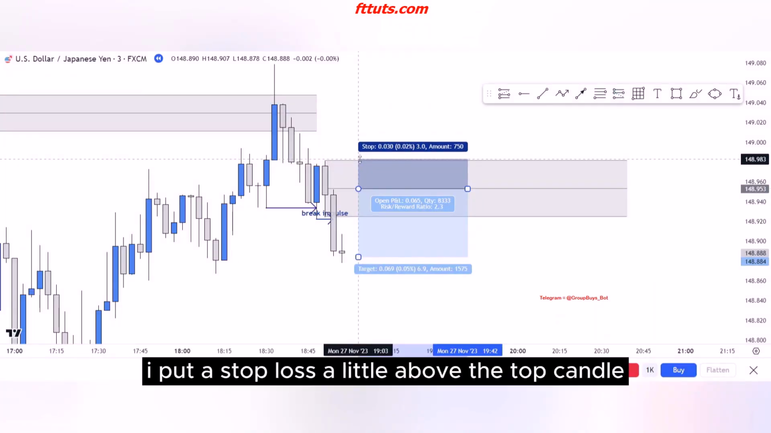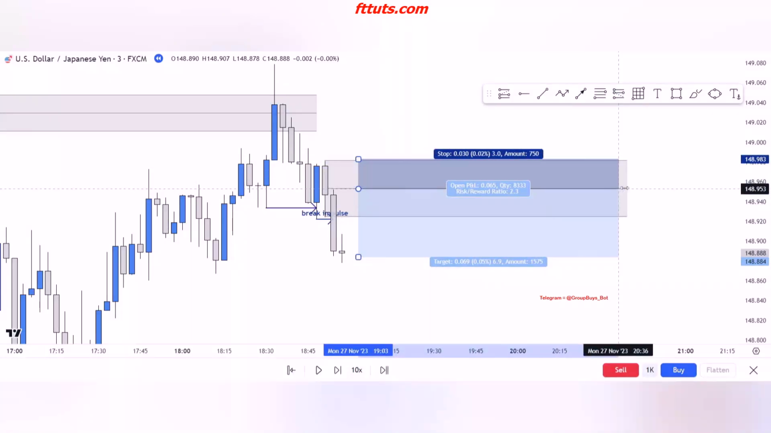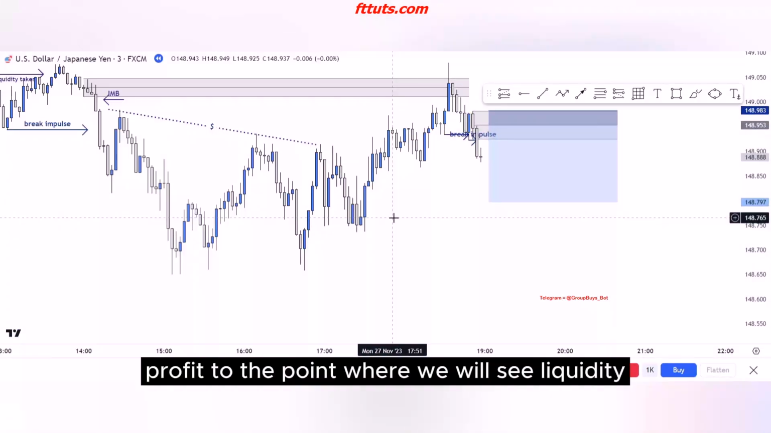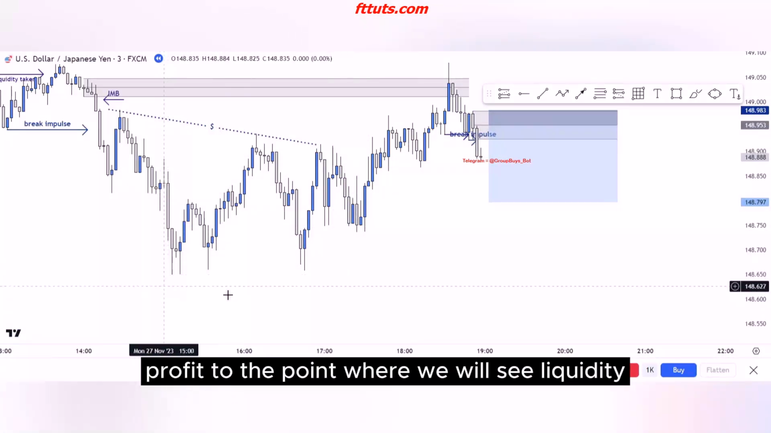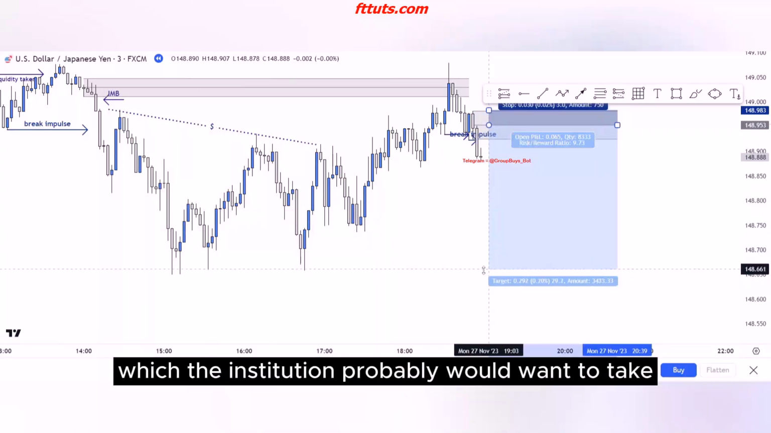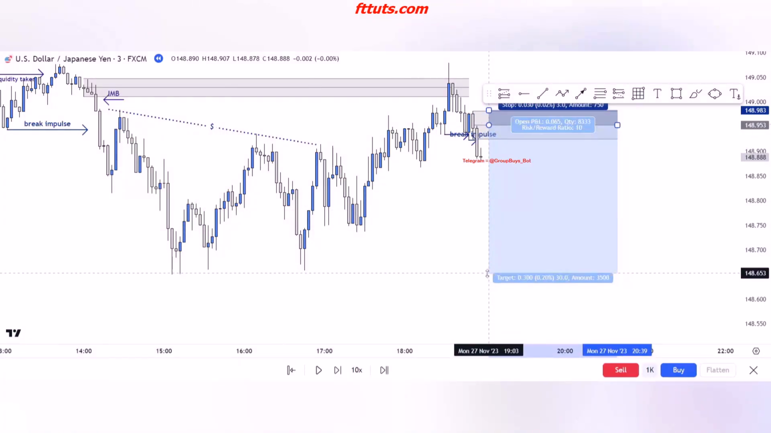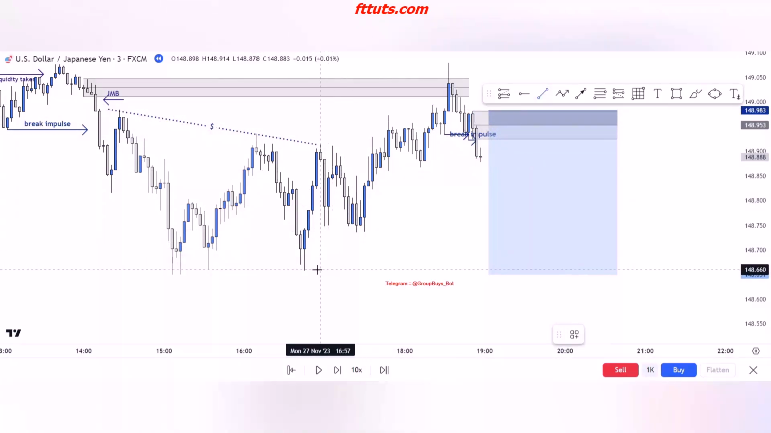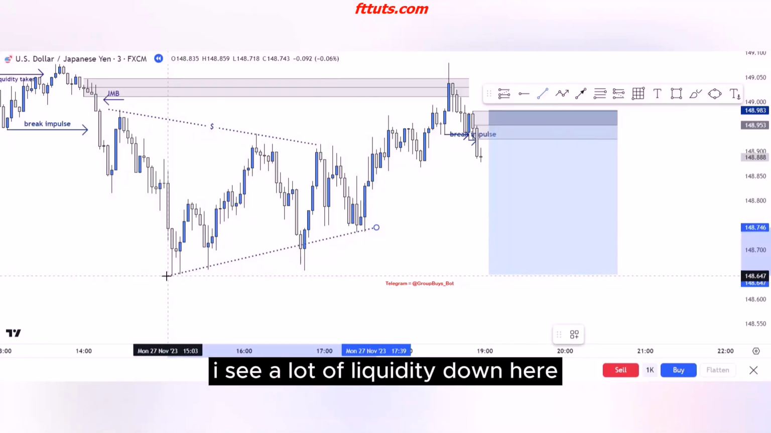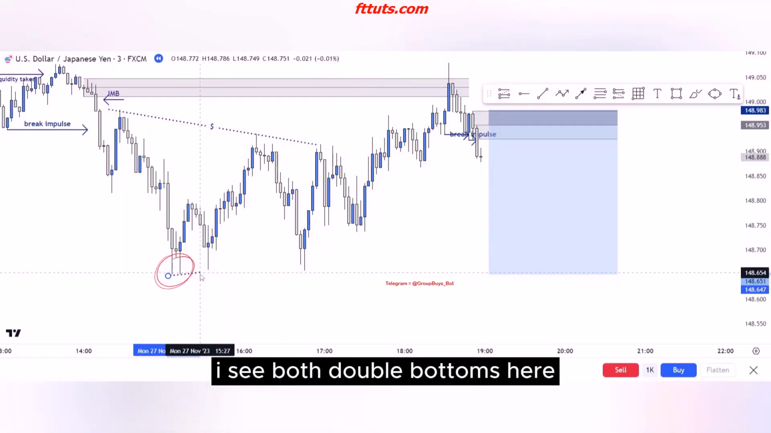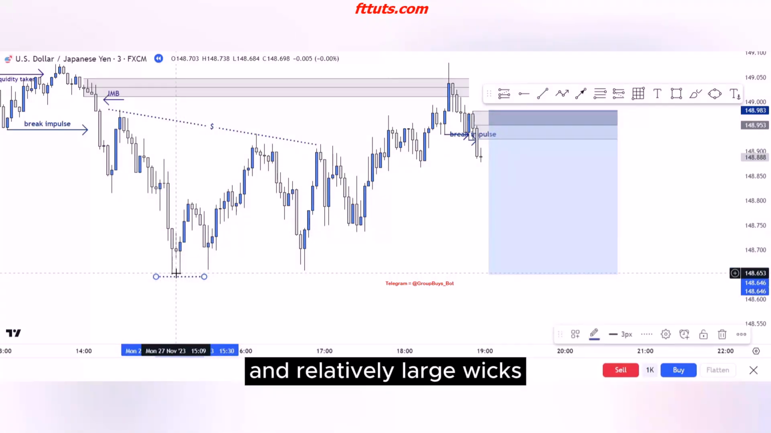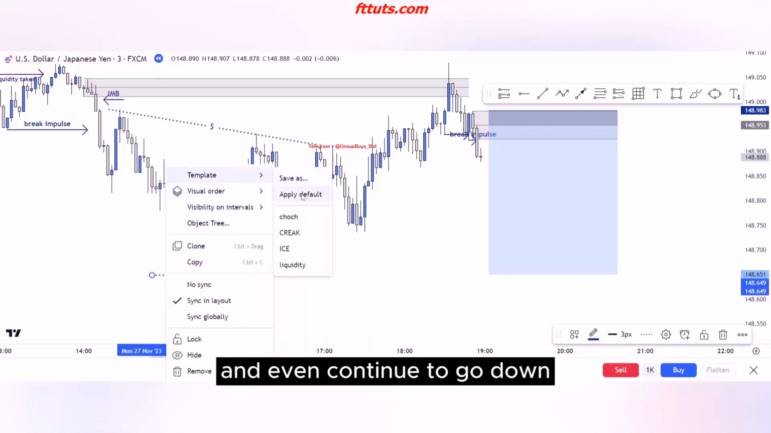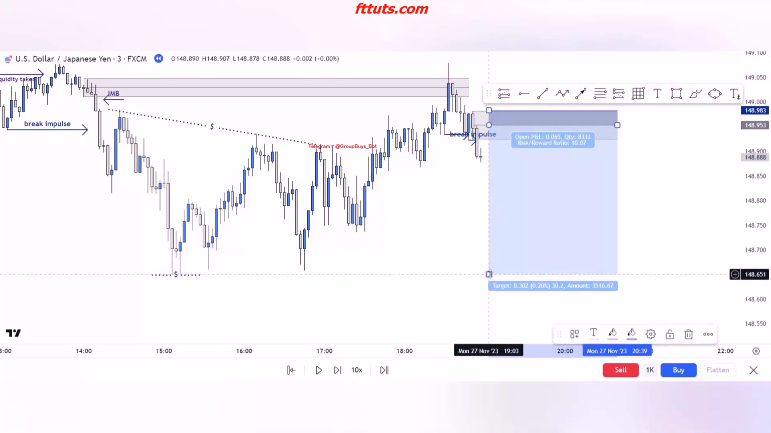I put a stop loss a little above the top candle. A stop loss of 3 is excellent. Now we will stretch the take profit to the point where we see liquidity, which the institution probably would want to take. I see a lot of liquidity down here. I see both double bottoms here and relatively large wicks. This means that I'm sure it will reach here and even continue to go down.